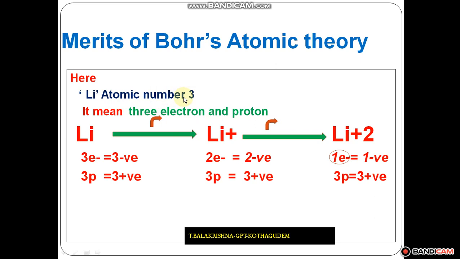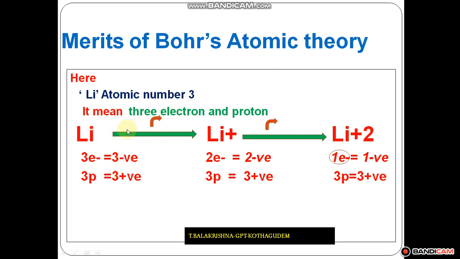Lithium atomic number is 3. It means it has 3 electrons. Atomic number gives the information about the electrons and protons. So that means it has 3 electrons and 3 protons. That means 3 units of negative charge and 3 units of positive charge. Here 3 units of negative charge are neutralized by the 3 units of positive charge. So it is electrically neutral.